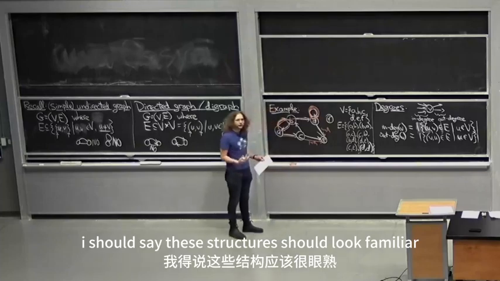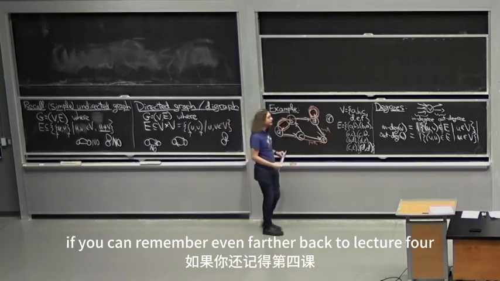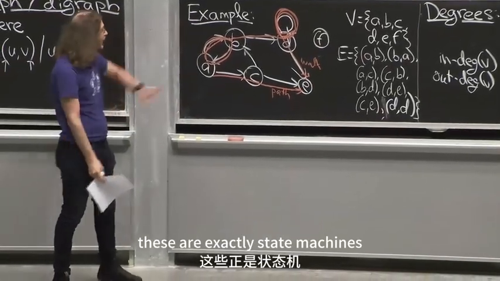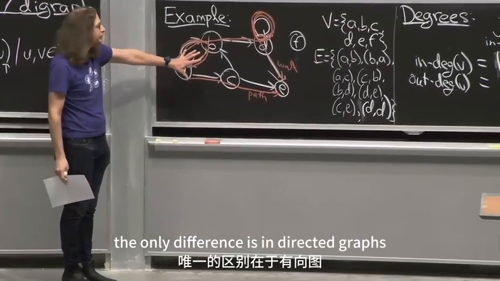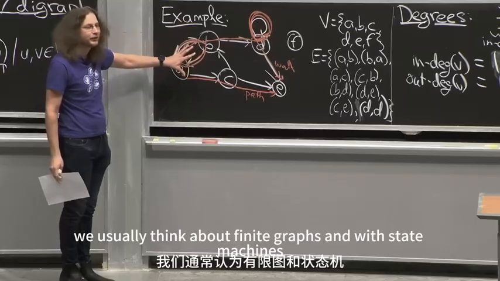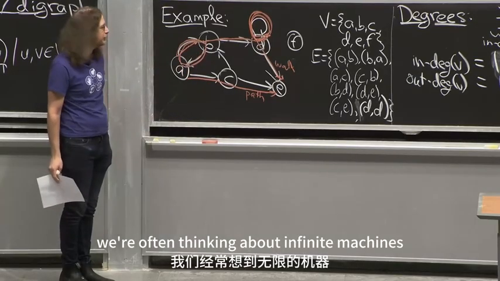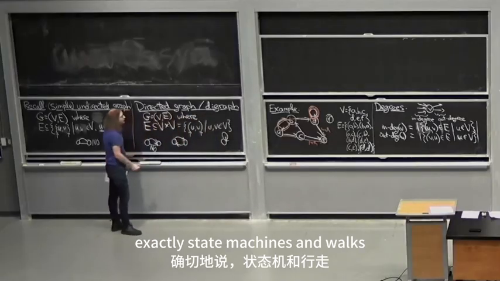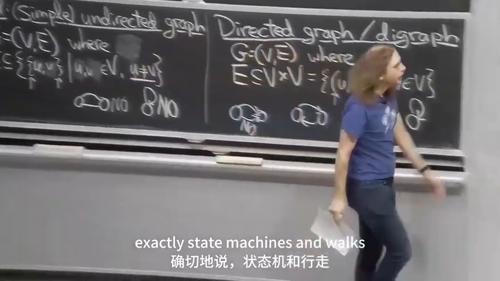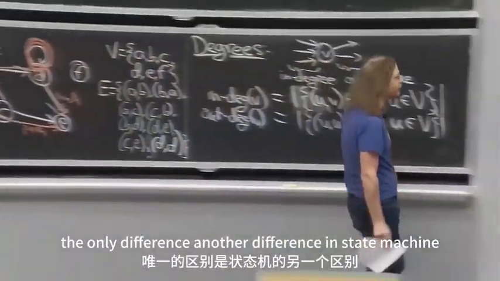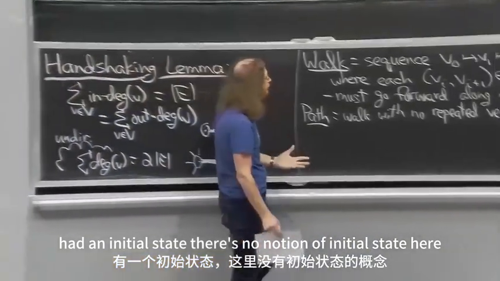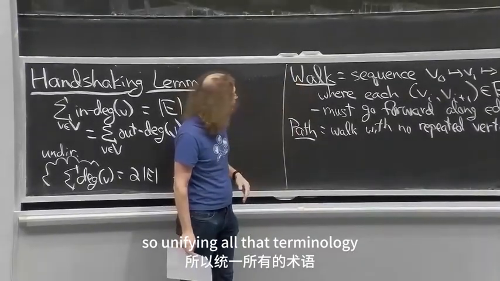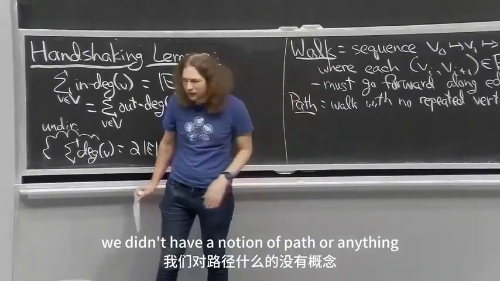I should say these structures should look familiar, if you can remember even farther back to lecture 4, which was about state machines. These are exactly state machines. The only difference is in directed graphs, we usually think about finite graphs, and with state machines, we're often thinking about infinite machines. But this is the same setup. This definition mirrors exactly state machines and walks. Another difference is that a state machine had an initial state. There's no notion of initial state here. But a walk is just like an execution in a state machine. So unifying all that terminology. We didn't have a notion of path or anything. We just had walks.